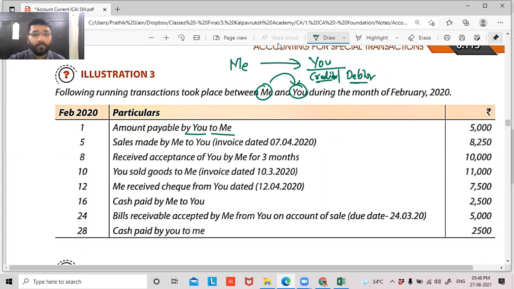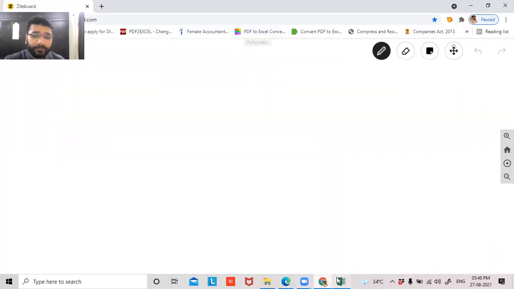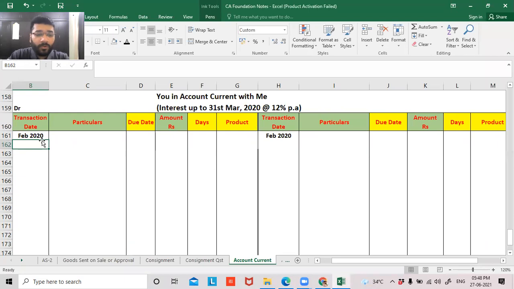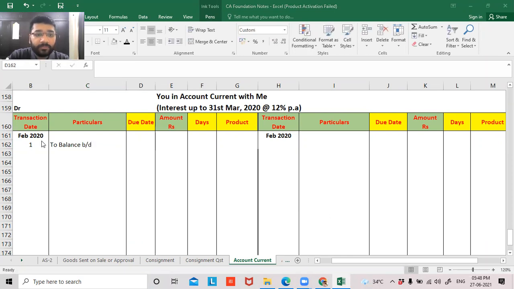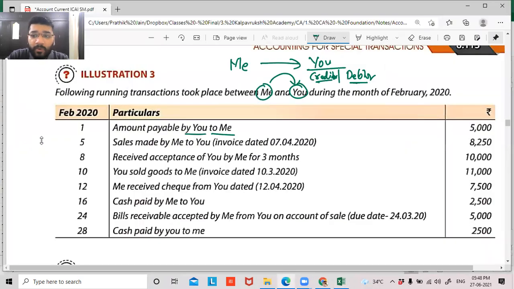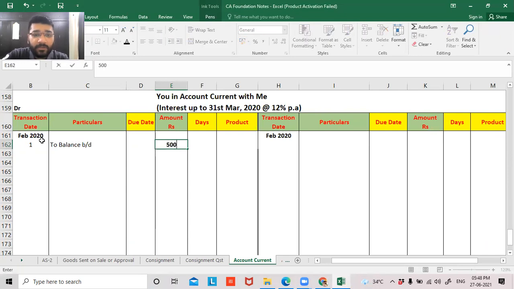Receivable. Amount payable by you. You is my party. He's paying to us, which means 5,000 is receivable to me. So what will I do, guys? On 1st February, what will I do? To balance brought down. What is the amount, guys? Amount is 5,000 rupees.